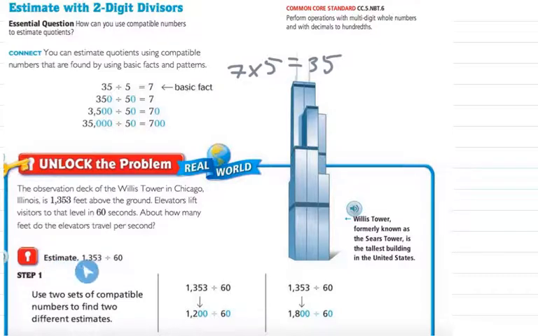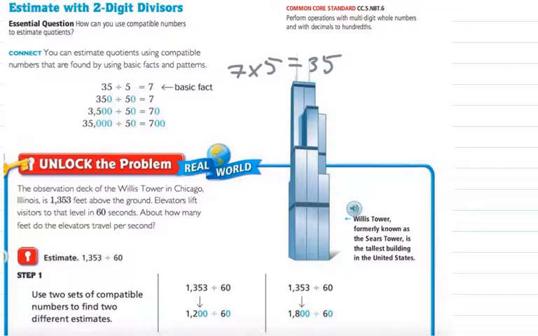So boys and girls, we're going to estimate this problem. We are going to take the dividend divided by the divisor. So it says use two sets of compatible numbers to find out two different estimates. So the first set we used for compatible numbers was 1,200 divided by 60. And then in our second set of compatible numbers, we did 1,800 divided by 60.